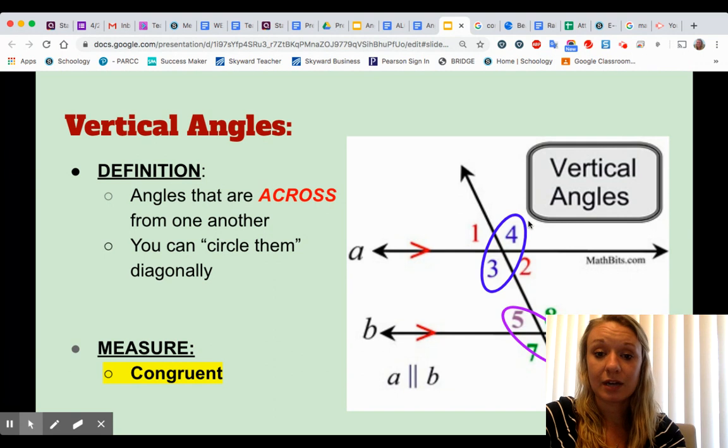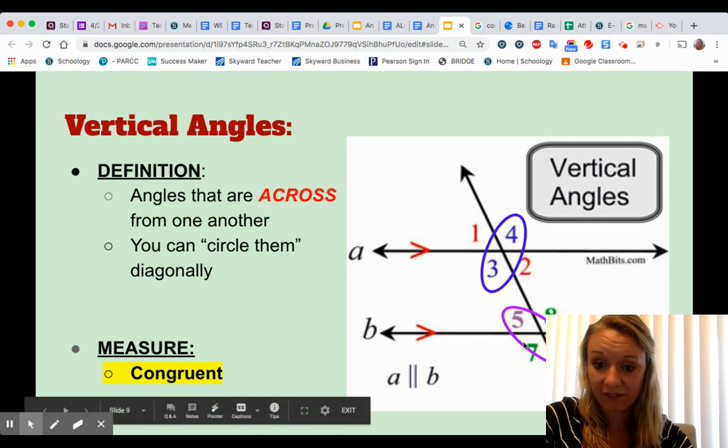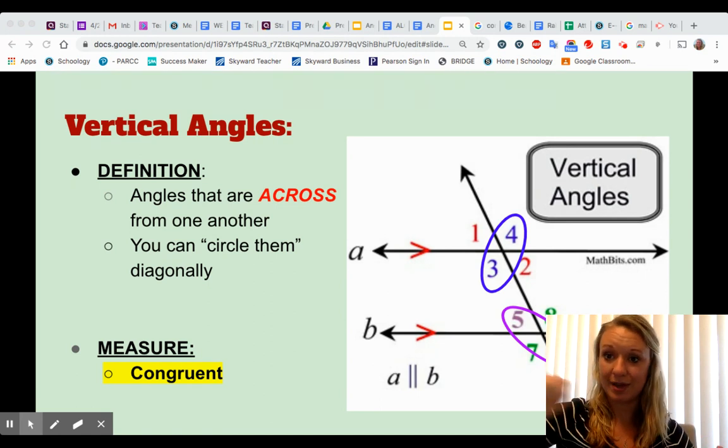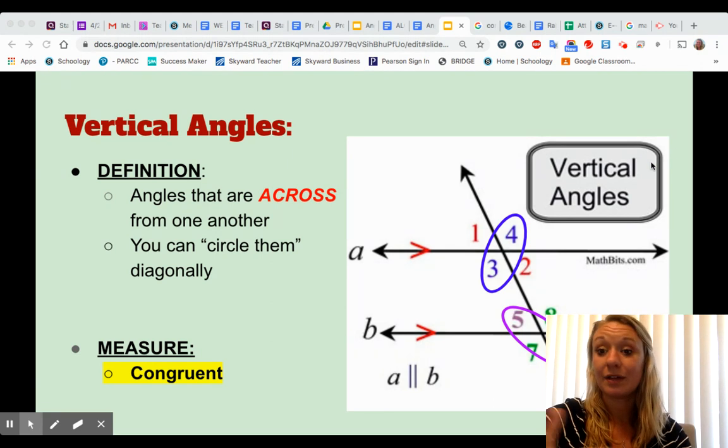These are angles that can be defined as ones that are across from one another. So notice you could circle 4 and 3, those are vertical. You could circle 1 and 2, those are vertical. 8 and 7 are vertical. 5 and 6 are vertical. I always use a loop, like I mentally draw that for myself, knowing that if you can circle them as being across from one another, like diagonally, those are vertical. And they will be congruent. So if I told you that angle 4 was 100 degrees, 3 would be 100 degrees. If angle 5 was 30 degrees, 6 would be 30 degrees.